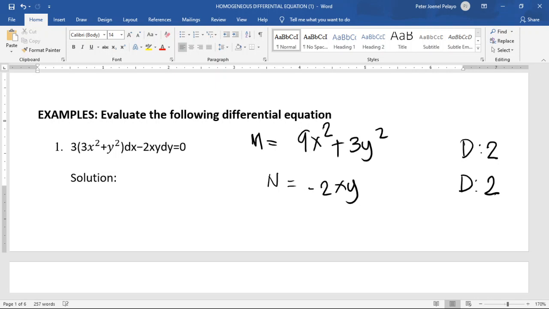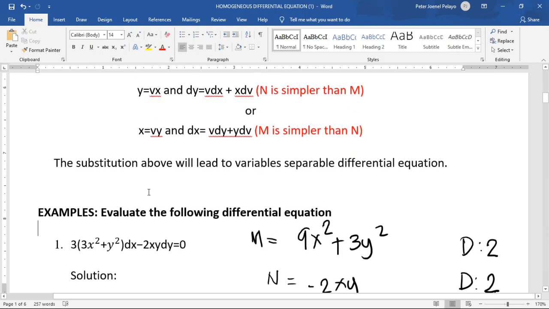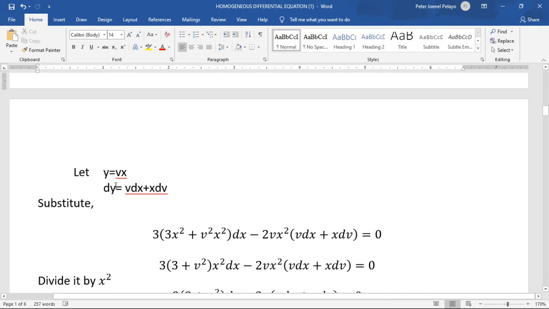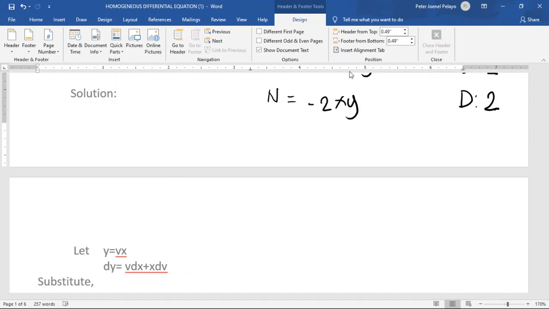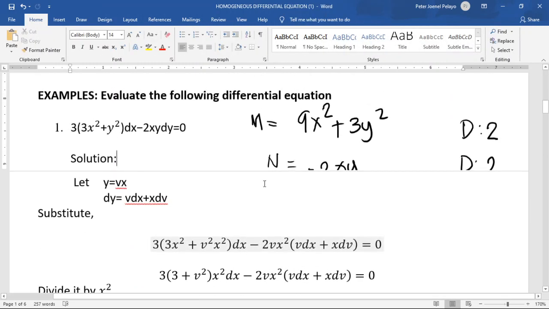So, actually, in solving, dapat i-prove nyo muna kung homogeneous siya. Okay? So, dapat, kailangan to. Kasi malay nyo, nagbigay ako ng problem, hindi pala homogeneous. So, pag hindi siya homogeneous, automatic na hindi kayo tutuloy sa substitution. Okay? So, as you can see, mas simple nga si n. Ang gagamitin natin, y is equal to vx. And dy is equal to v dx plus x dv. So, yun yung gagamitin natin.